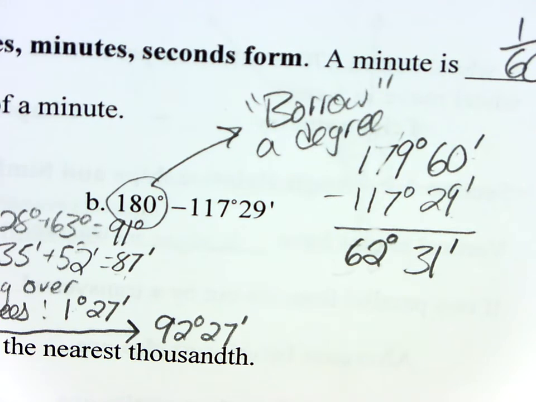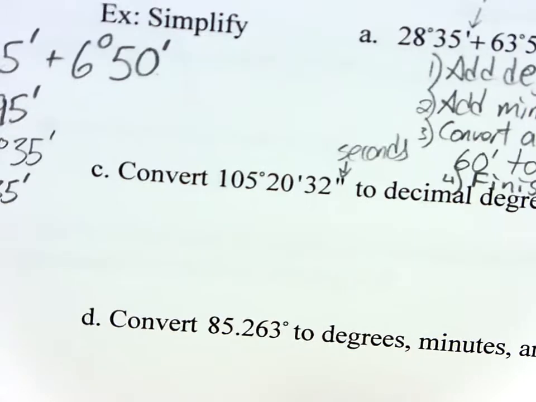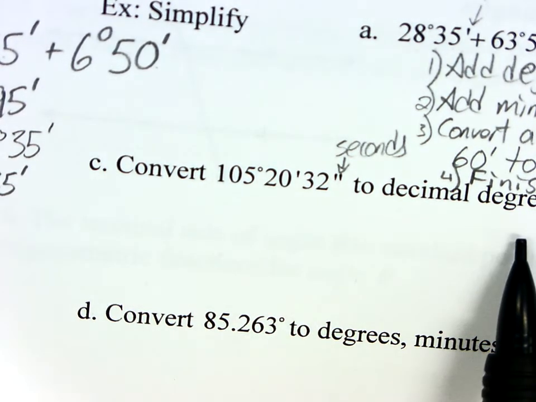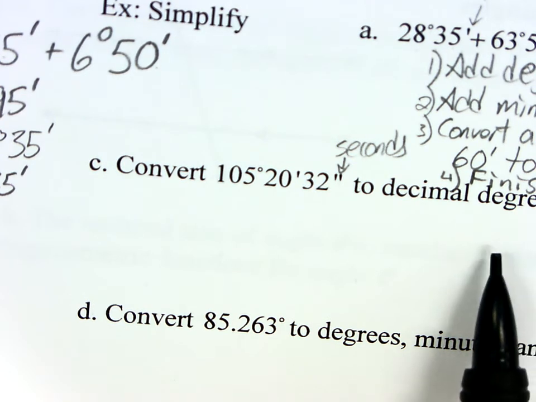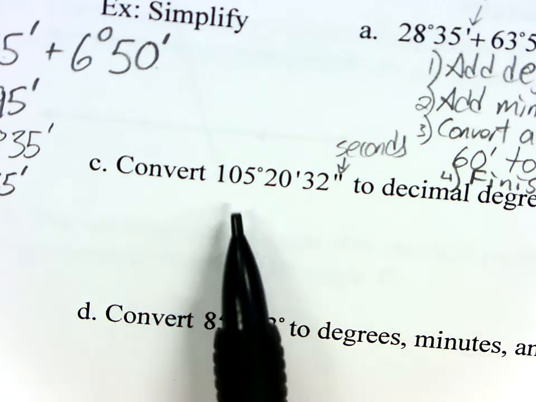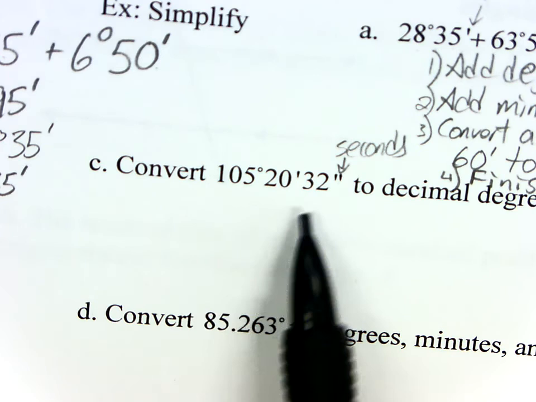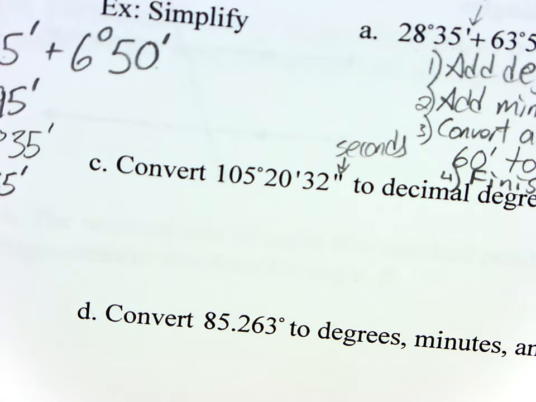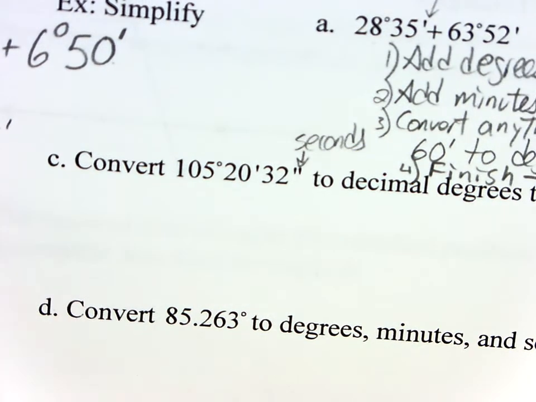Okay, look at C. C now is asking me, they give me something in degrees, minutes, and seconds, but now they want me to convert this into decimal. Okay, how do you suppose I do that? So I know it's going to be 105 point something, but how would I figure out what decimal this represents? Don't worry, I'll help you. So we have 105 total in all, right? That we have 105 whole degrees. And then I have a little bit more.